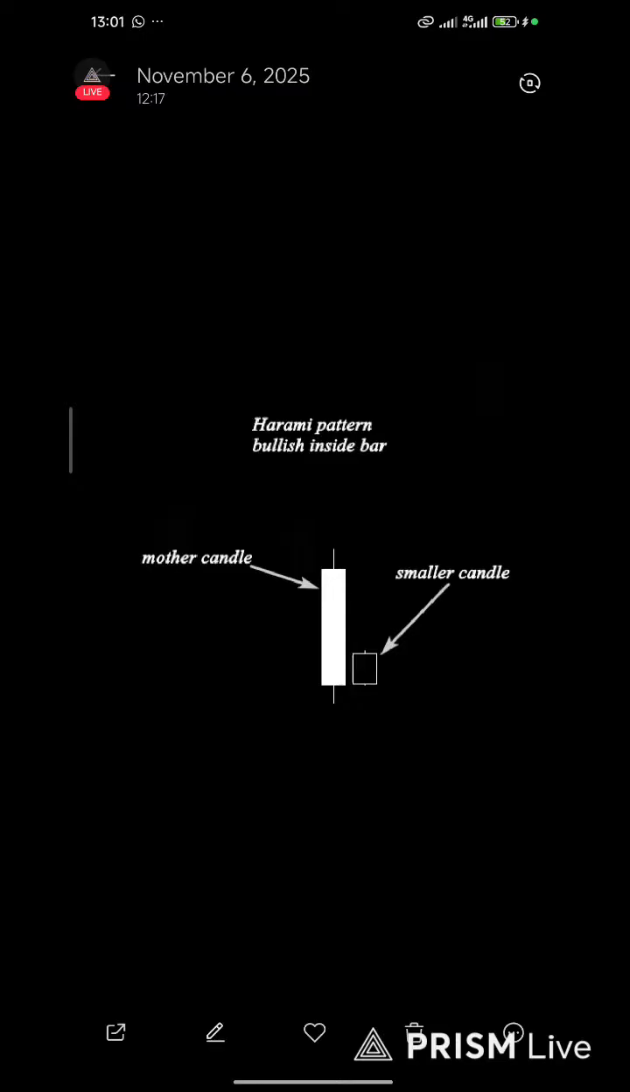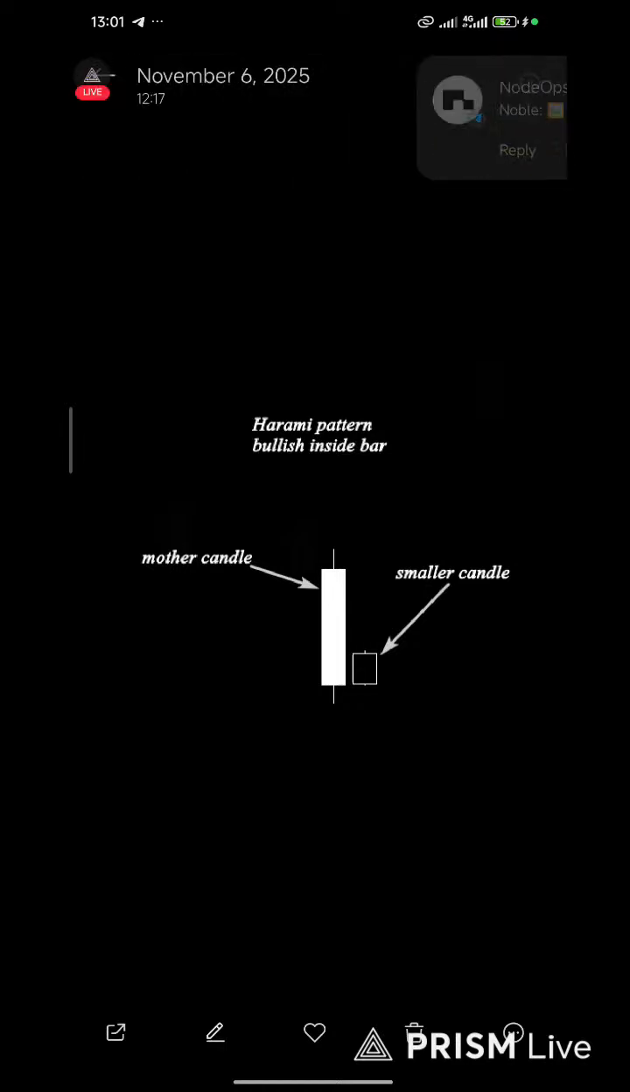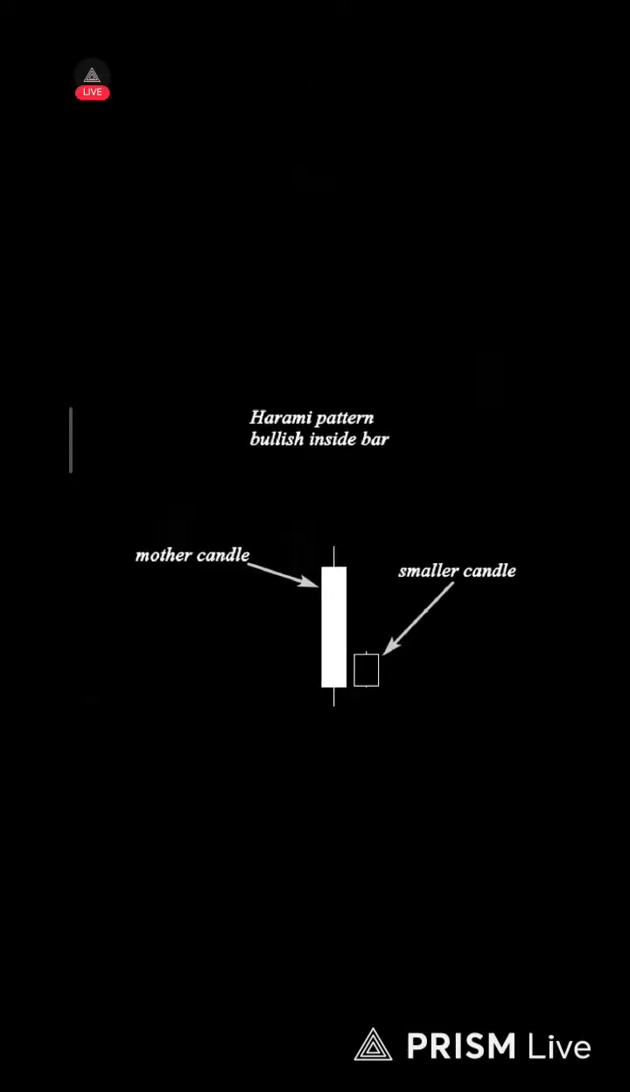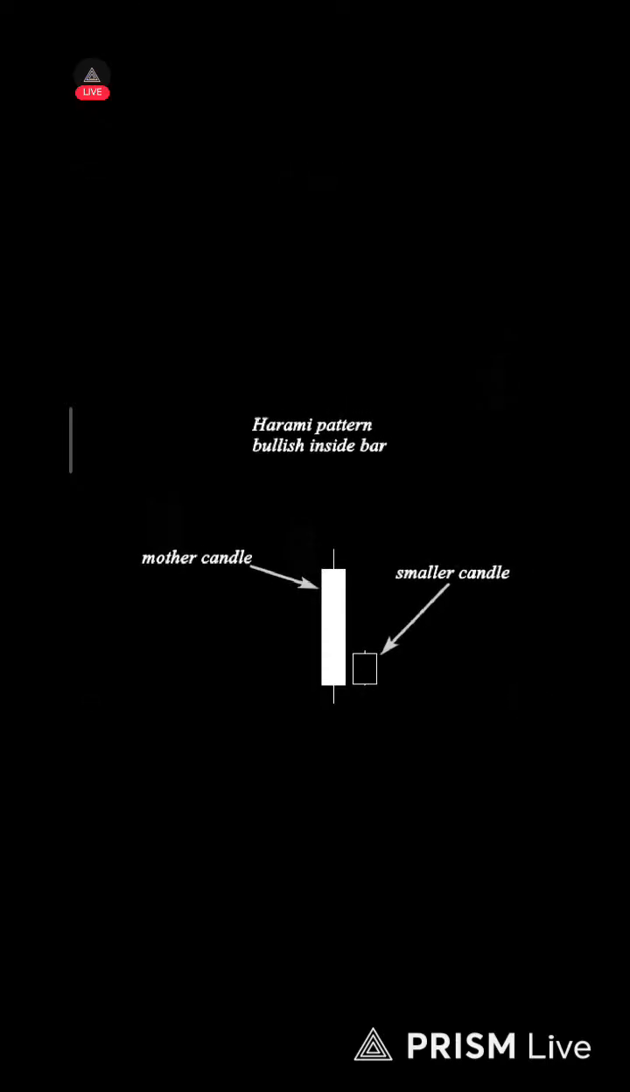But the bearish HARAMI candlestick pattern appears during an uptrend and indicates a possible downtrend reversal.